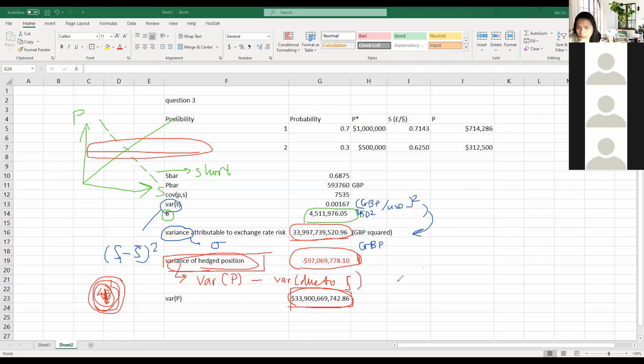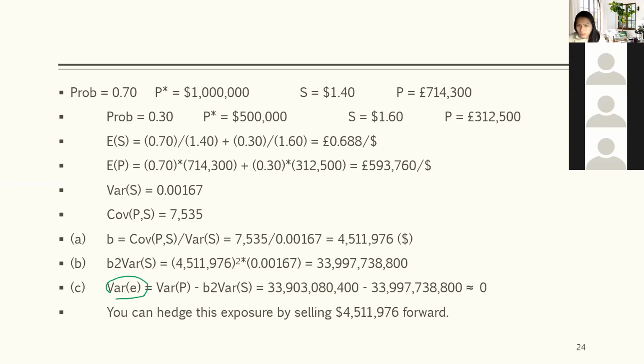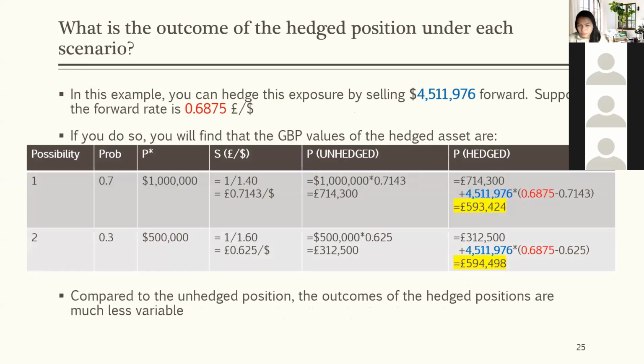So far, these are the parts that we have done before in the previous question. But what I want to show you is an extra part, which is to show the outcome of the hedge portfolio. So the question here is, suppose I choose to hedge this position by selling the pounds forward.